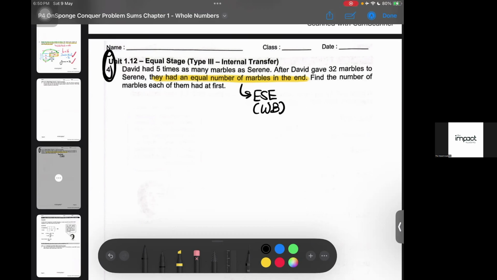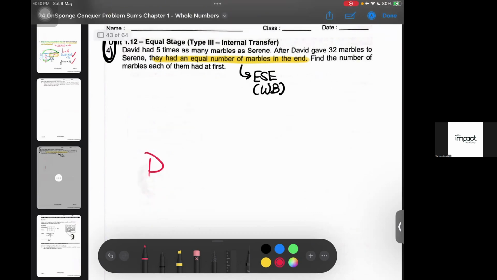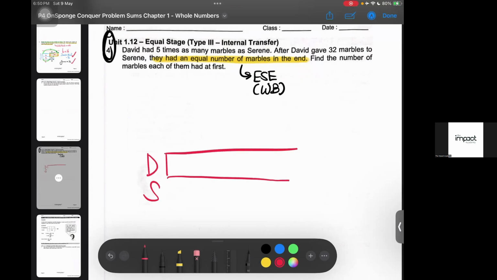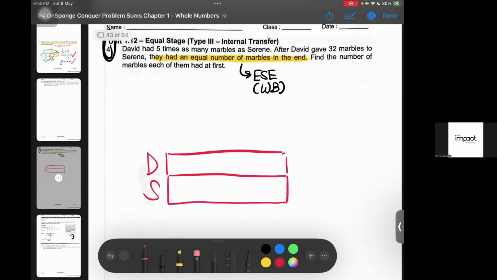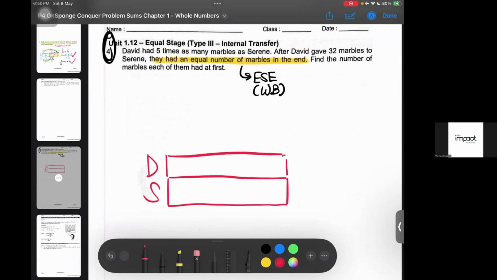Now that I know this, you have a lot of space to write. I want you all to easily write down David and Serene. In this scenario, it is going to be how much? They both have the same. Agree or disagree? Then we are going to go backwards. We can see that something happened. David gave something to Serene.